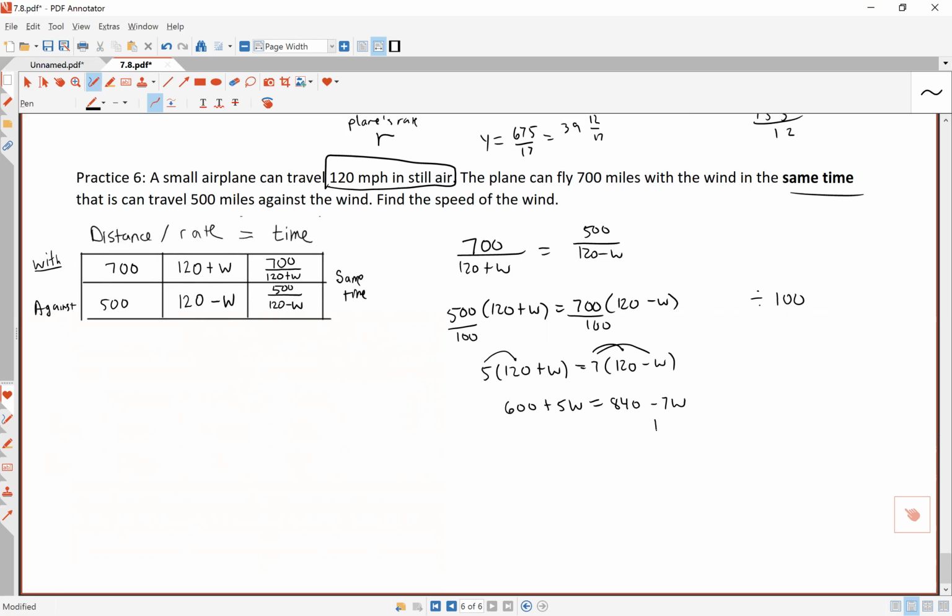Adding 7W to both sides, 12W, subtracting 600, 240. We divide both sides by 12. 12 goes into 24 2 times, so that gives us 20. So the wind speed is 20 miles per hour.